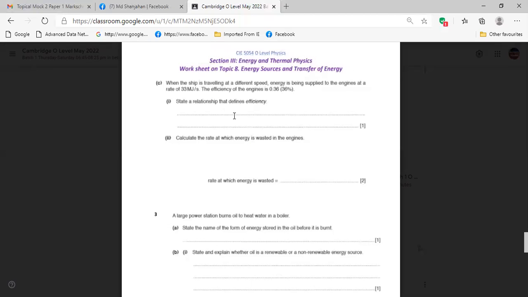Have you written C1? Sir, in efficiency, should we write the meaning or the formula? Formula. They are saying relationship, right? Relationship. That means you can write the formula.